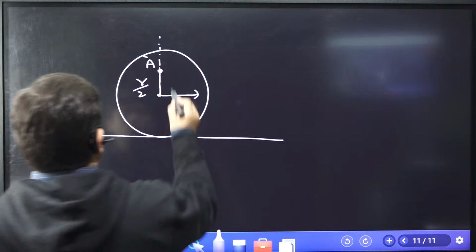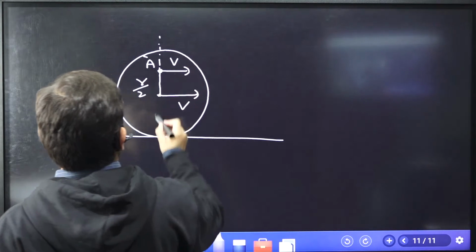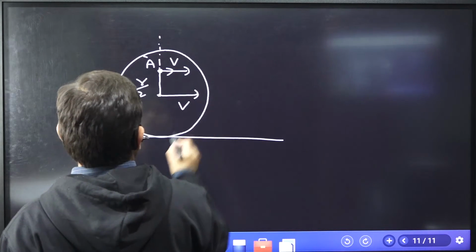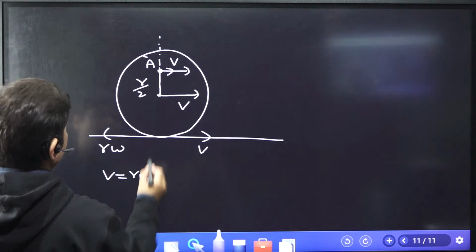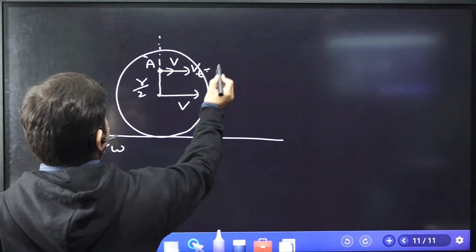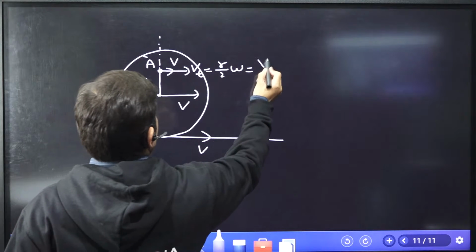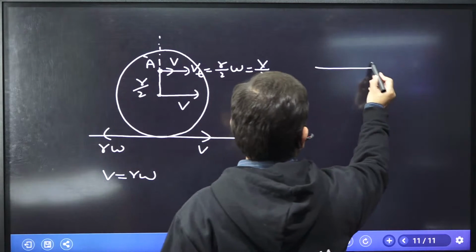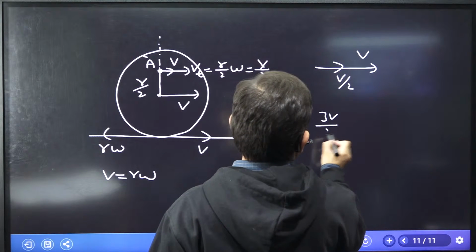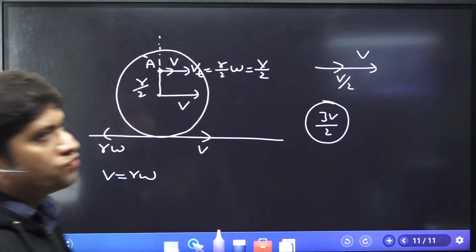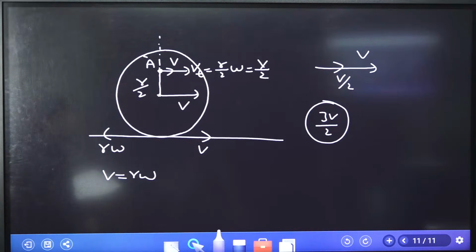Right now, what is the value here? Translation velocity v, peripheral velocity. Now you know this is v, v is equal to r omega, but the velocity here is r by 2 omega, that is v by 2. So here the velocity will be v plus v by 2. 3v by 2 will be the answer for the velocity at this particular point. So velocity here at A will be 3v by 2. Done? Is this clear to us?